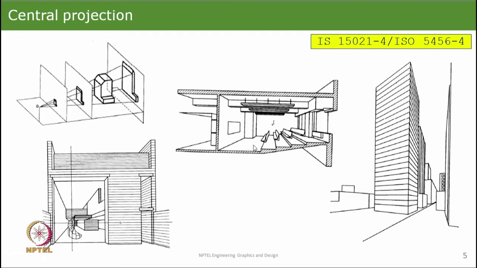This is a one-point perspective of the cross-section of a classroom, and the bottom left is a one-point perspective of an entrance to a building, of what you would see through the front part, which is a transparent glass door. On the right side is a two-point perspective of a street view. This is what one would see if you are standing on a road, where structures around us are much bigger.